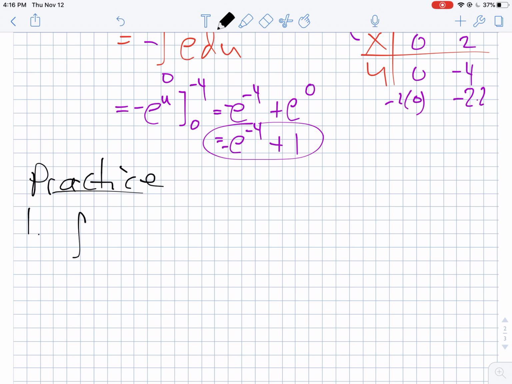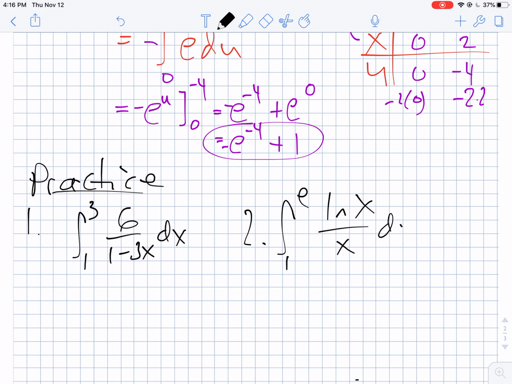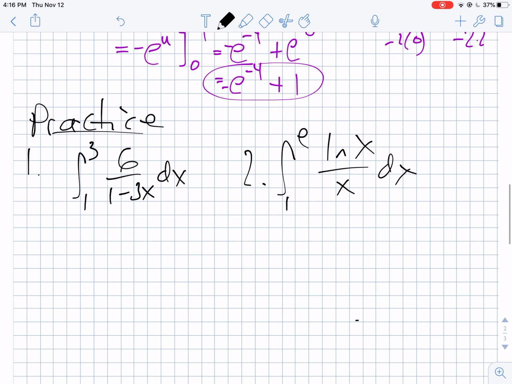So first off, I want you to do the integral 1 to 3 of 6 over 1 minus 3x dx. Second, I want you to do the integral 1 to e of natural log of x over x. That one's a little tricky. Think carefully about the u.